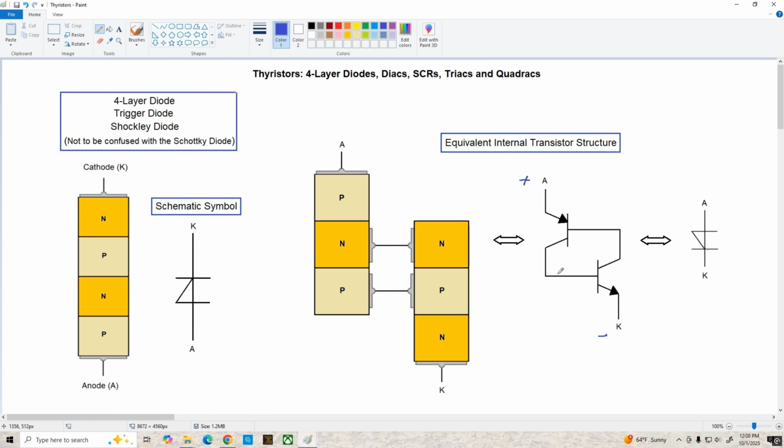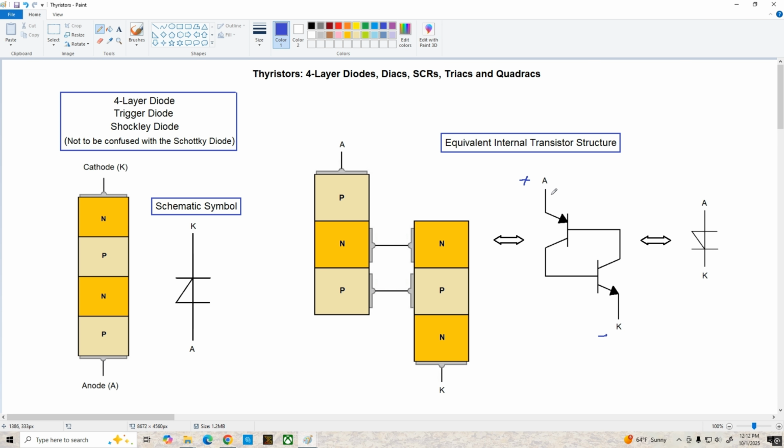Now, what we've got here is a positive feedback loop, but the leakage currents are small enough if this voltage is relatively low that neither of the transistors will turn on significantly. But if we increase the bias across the 4-layer diode, eventually the leakage current will increase to the point where we get sufficient feedback that both transistors will be driven very quickly into saturation. So once we reach the voltage required to cause this feedback loop to saturate both transistors, it becomes essentially a short circuit from anode to cathode.